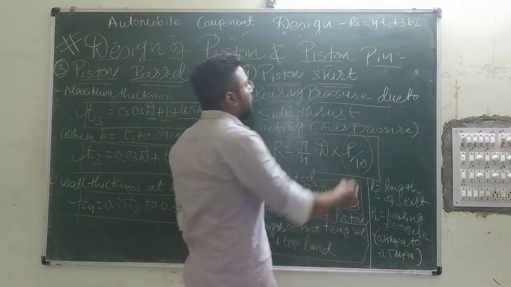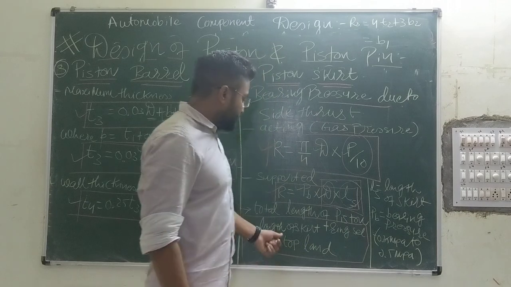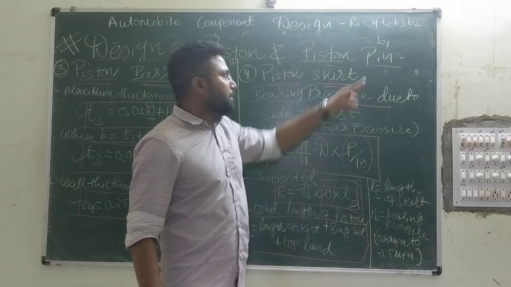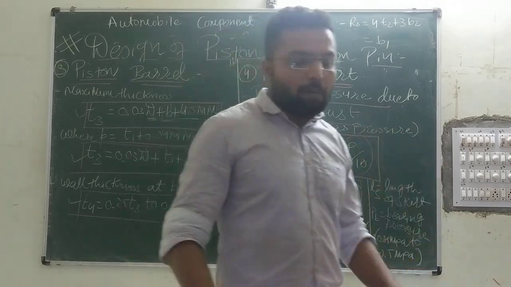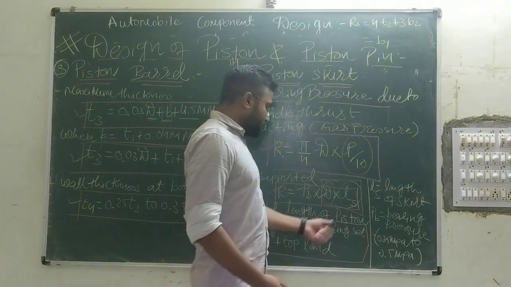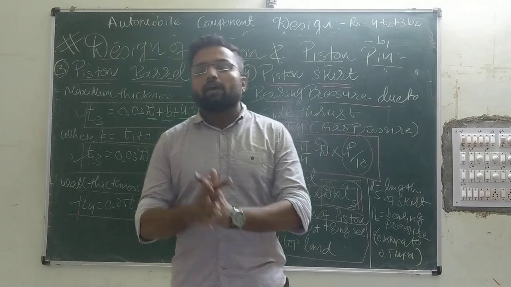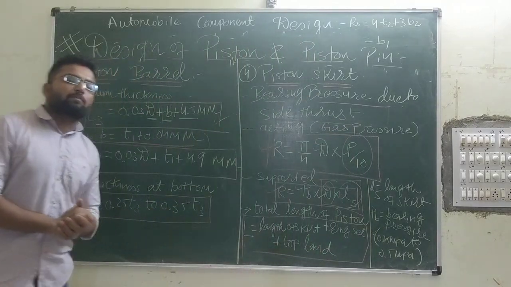And what is top length? Top length is nothing but b1. So our equation will be LS plus 4t2 plus 3b2 plus b1. So total length will be determined by these three features. One is length of skirt, ring section plus top length. Clear? So here we have done with two features of our piston.